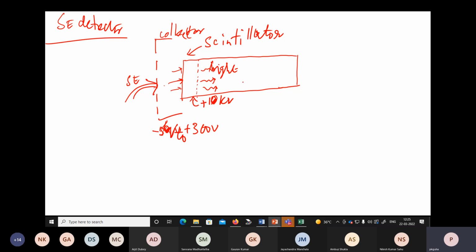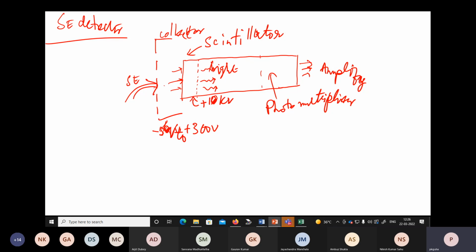There will be a light guide and a photomultiplier. This photomultiplier helps multiply the signal, and ultimately it will generate electrons and amplify them, so that it can ultimately give you images. Images can be displayed on a cathode ray tube or nowadays an LCD-based display and so on.